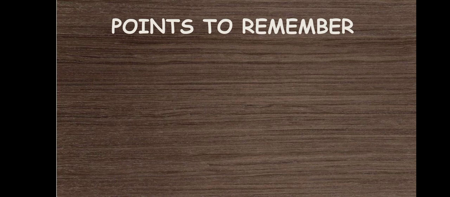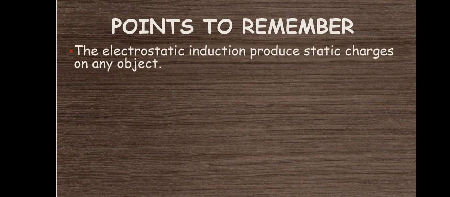Before going in detail, you must remember some points so that you can easily understand all about our today's topics. The electrostatic induction produces static charges on any object. As we have discussed, due to electrostatic induction, first the charges on any neutral object are redistributed, and we can also produce one type of charge on any object, but they are static charges on them, they do not flow.